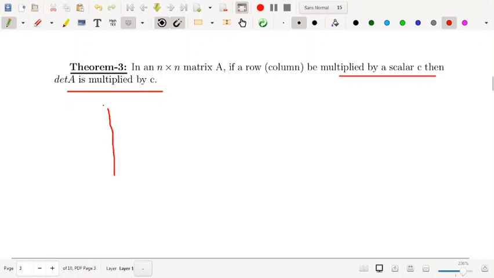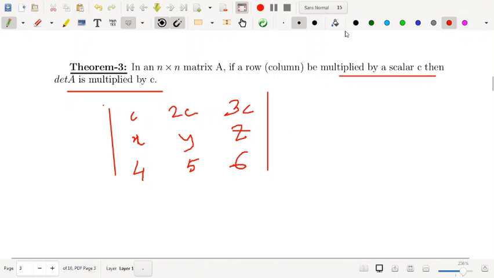Suppose you have C, 2C, 3C, and suppose X, Y, Z, and you have 4, 5 and 6. This is the determinant. So you see your first row, just consider the first row, you have a multiplication C with each element of the first row. These are the elements.